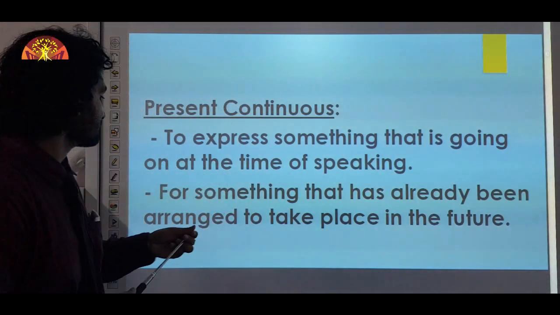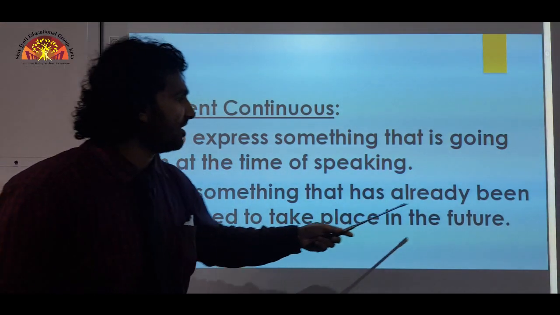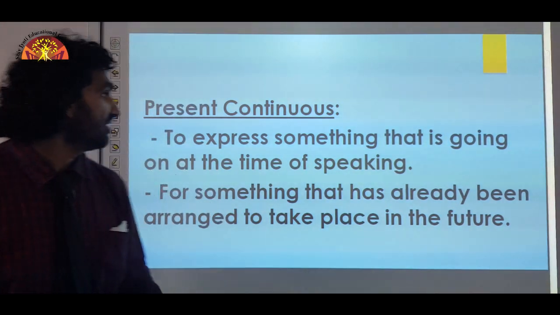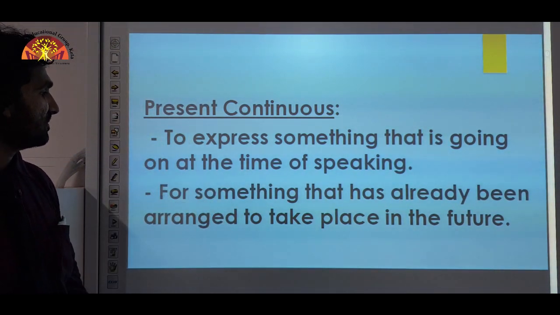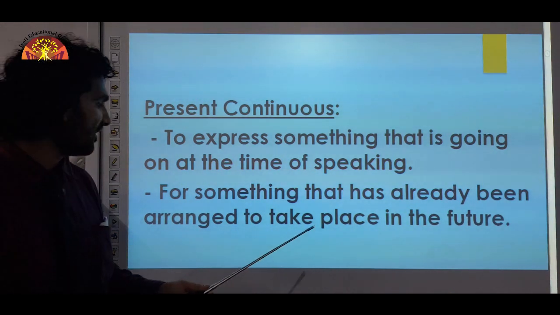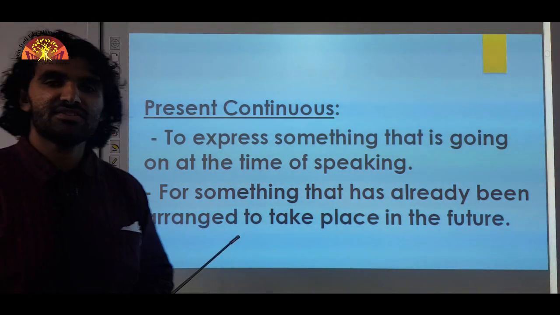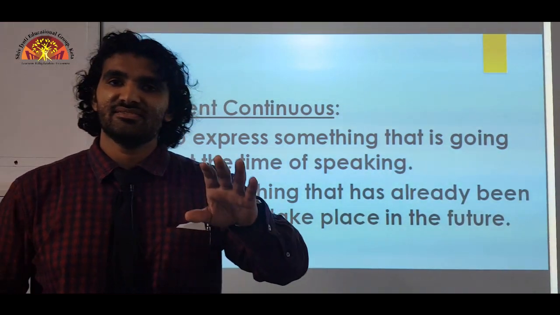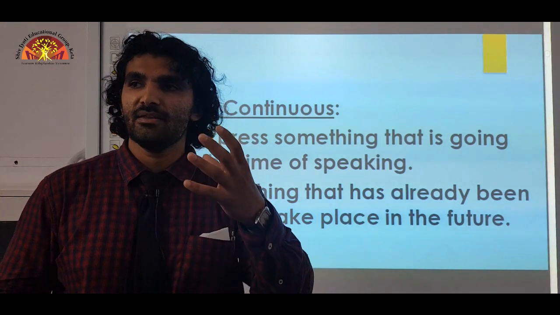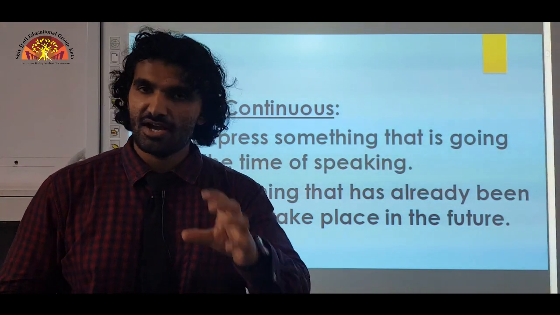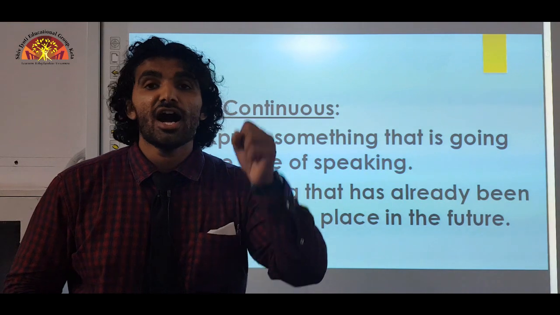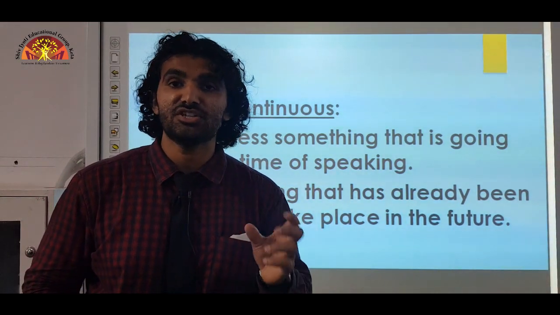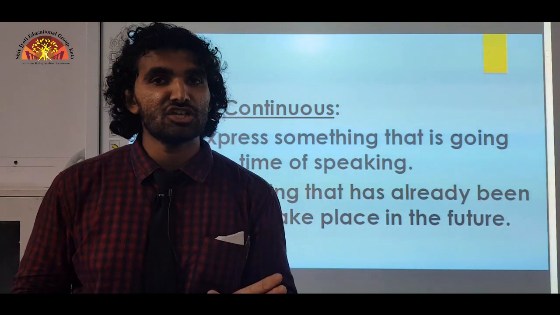We also use present continuous for something that has already been arranged to take place in the future. It is interesting. We use it for things which are already planned, which are arranged to take place in the future. Think of it like this. I have bought the tickets of cinema for tonight. I have arranged my tickets. So I am going to the cinema tonight. Here we will use present continuous. Here the verb going is in present continuous form.